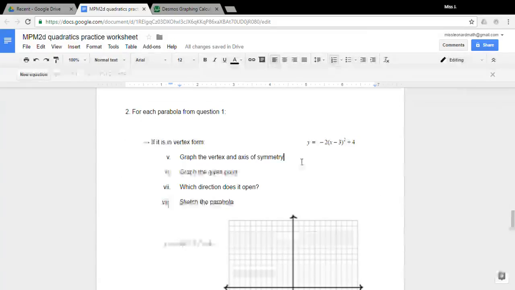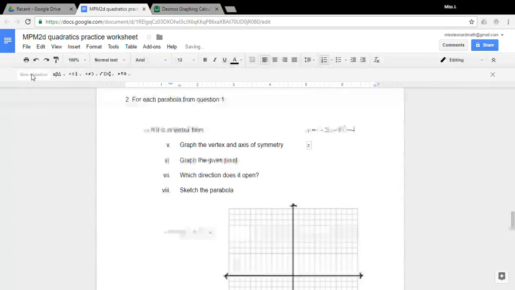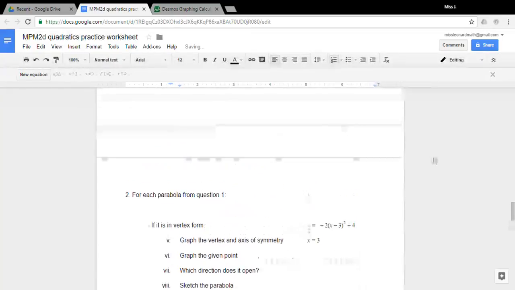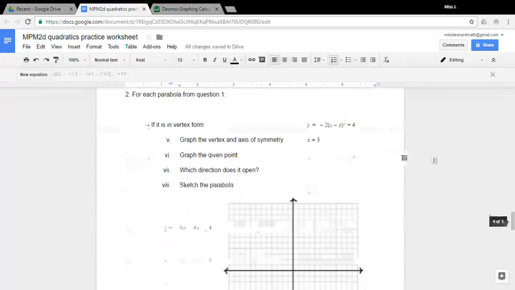Now, our axis of symmetry, that's your line that's going through the x of the vertex. So in this case, we're going to be graphing the line x equals 3. It should be going right down through the middle of our graph. Our given point in this case was the point they told us it went through. If we go back up, it went through 2, 2. So I want to graph the point 2, 2 as well.